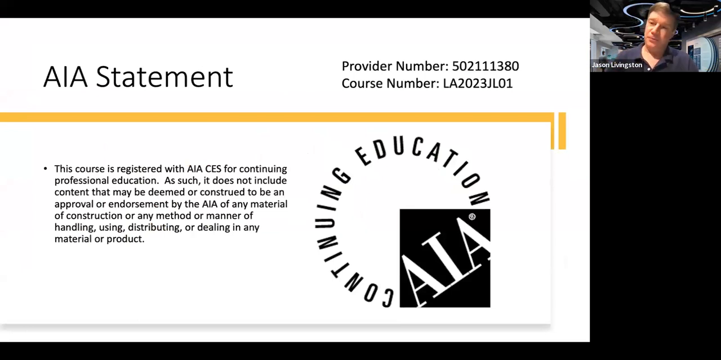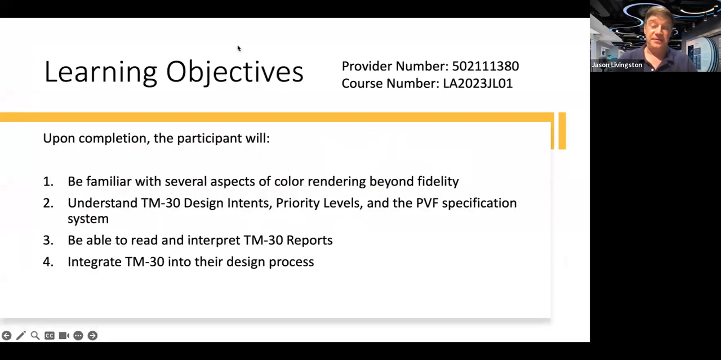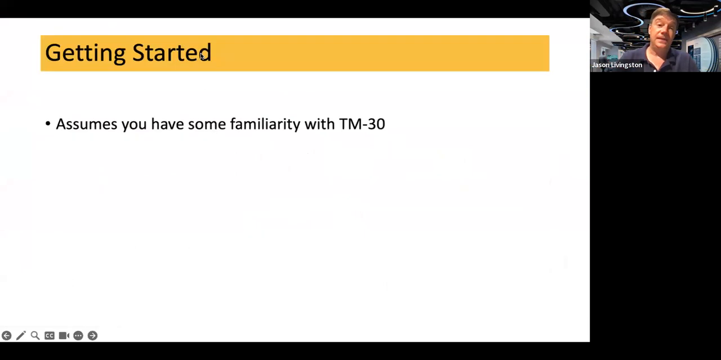AIA statement, you are all familiar with seeing this. I'm not going to read this to you. You can probably read it faster than I can. Likewise, with the learning objectives, you can read these to yourself faster than I can speak them, so I'm just going to keep on keeping on.